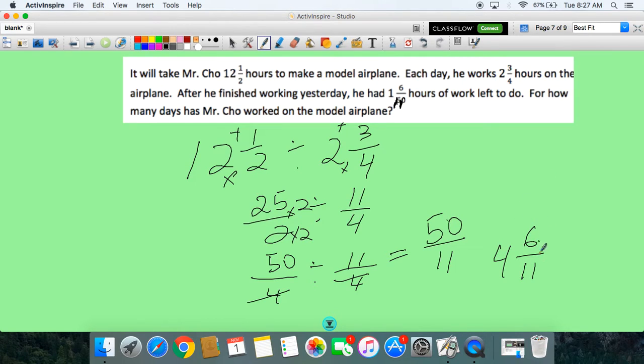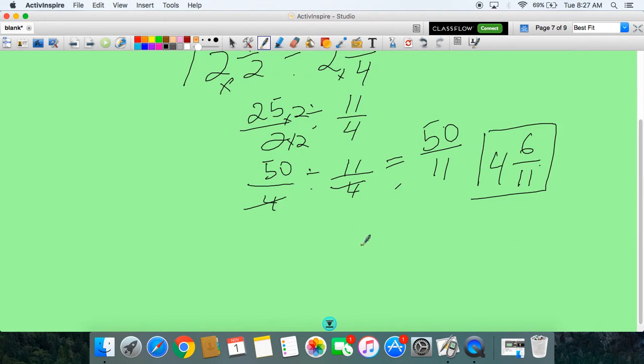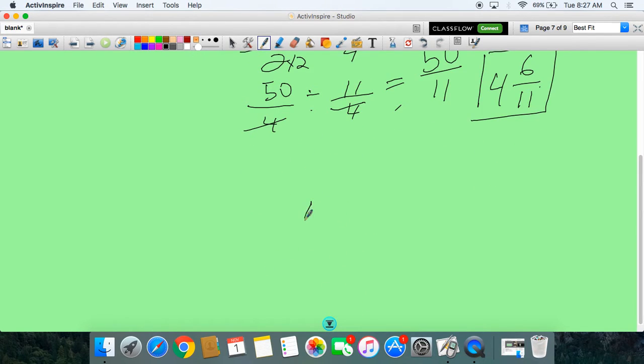So 4, 6, 11s. So if I work 2 3/4 hours every day, it's going to take me 4 days and 6 of 11. Okay. So if I have 4 and 6, that's how long it takes. It takes me 4 and 6/11 days to finish the model airplane.